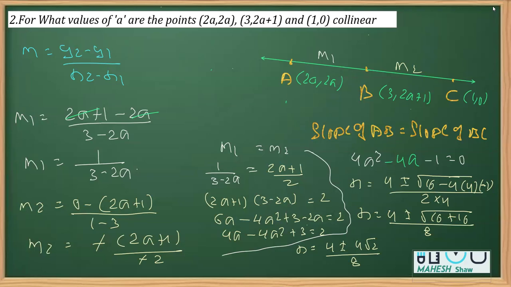Finally, when we take 4 common, we get x is equal to, well, x is a here, so we shouldn't write x. Instead, we should write directly a. So finally, I can say a is equal to, by taking 4 common and reducing with this, I'll get 1 plus minus root 2 divided by 2. So we get this as the value of a. That's what we have to find out in this question.